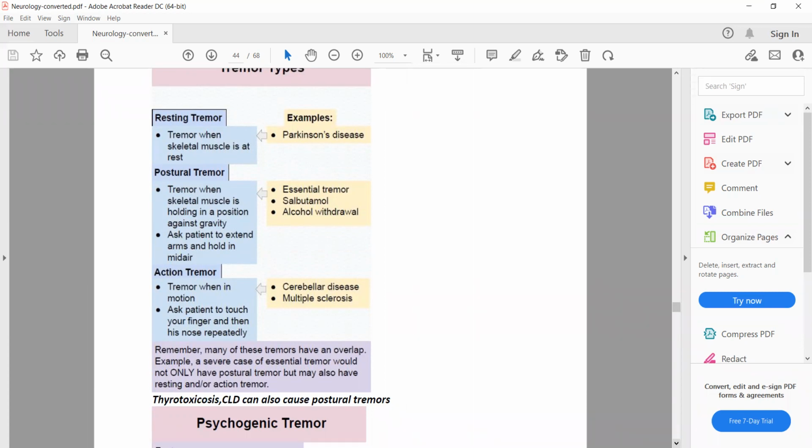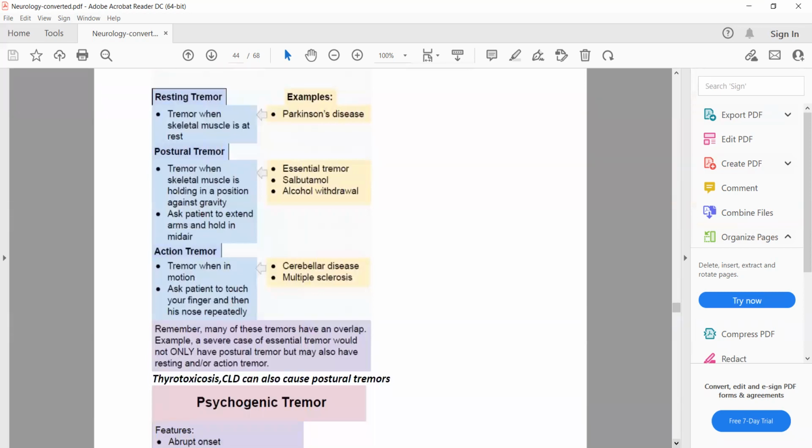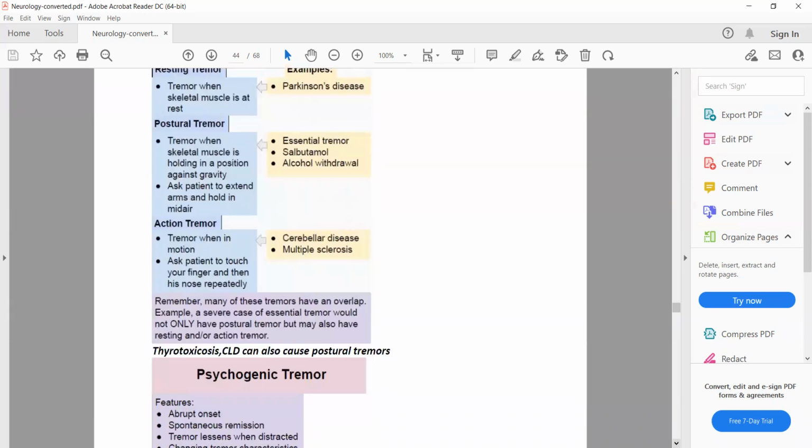And the tremor which is absent at rest and is evident in a specific position, such as holding out a hand against gravity in midair. They can be postural tremors or psychogenic tremors. How to differentiate between essential tremor and psychogenic tremor?